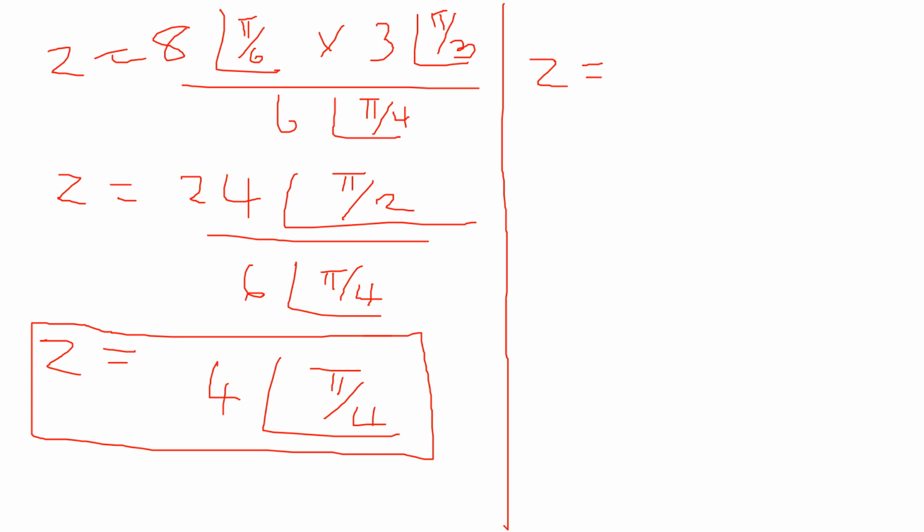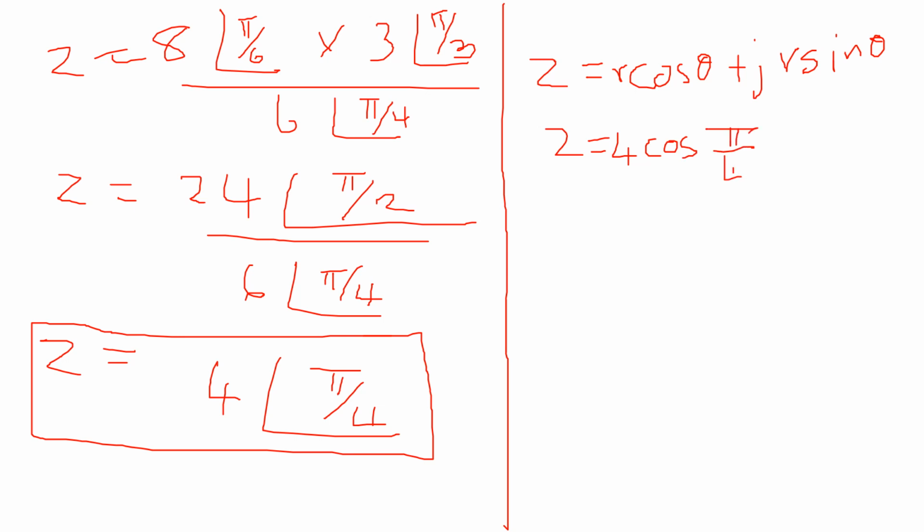So for the real part, it is going to be the resultant times cos of theta, and for the imaginary part we'll say plus j times the resultant and sine of theta. Okay, so our resultant is 4, and our angle in radians is pi over 4. And then now you say plus j, and then it's 4, and then sine of pi over 4, in radians.